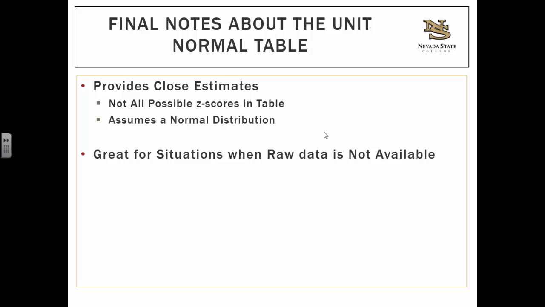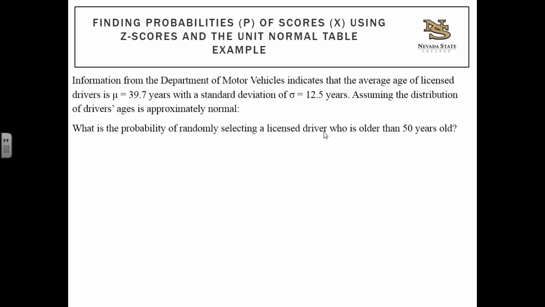And it assumes a normal distribution. So if you have a situation where your data is not normally distributed, then that's going to be a problem, right? Because the unit normal table won't be very accurate. Now, if your data is close to normal distribution and you don't have access to the raw data, the unit normal table is probably your best option. But when you do have a normal distribution, the unit normal table is pretty darn accurate. And again, the unit normal table is great for situations when you simply do not have access to the raw data, but you still want to figure out the probabilities associated with specific scores or scores associated with specific probabilities.